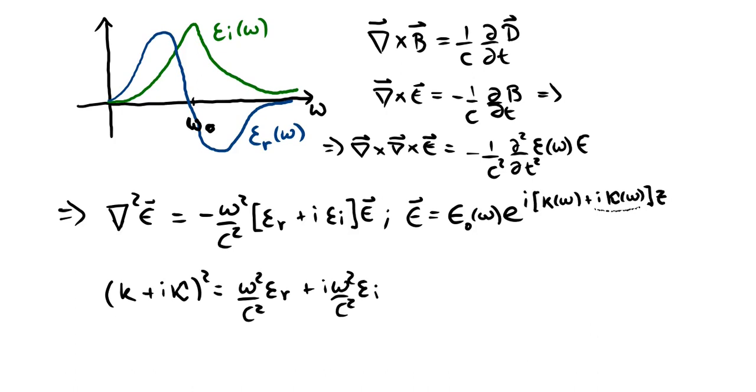So that's what you're going to find. And now you have, on the left side and on the right side, complex functions, right? So on the left side, let's rewrite it like this. Then 2i k kappa. So now I have a real part and an imaginary part.